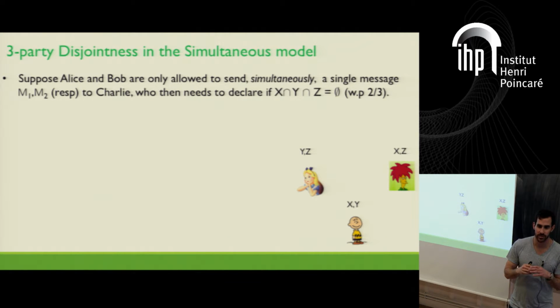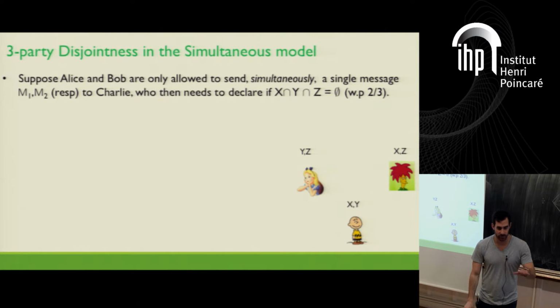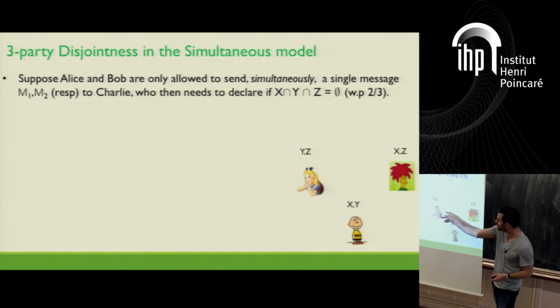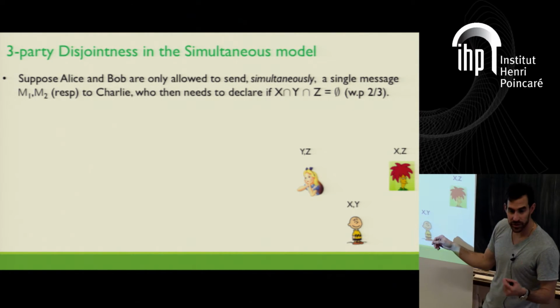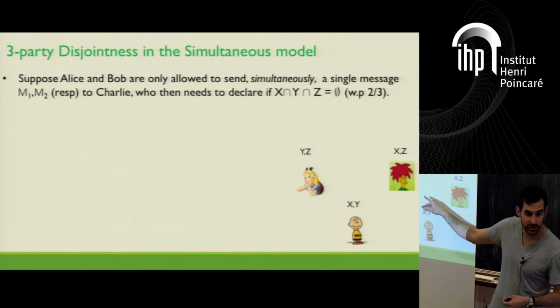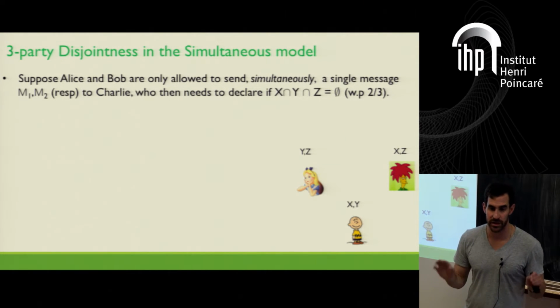However, there's an intermediate problem that seems possible to pin down using information theoretic techniques, and this is why I wanted to talk about it. We're still focusing on 3 parties, but the model of communication is much weaker. We only allow 1 round of communication. In fact, it's not just 1 round, it's a simultaneous model. So in this model, Alice, Bob, and Charlie are playing. Charlie's input is Z, it's on his forehead, so he sees only X and Y, and so forth. But the model of communication is restricted, so Alice and Bob are allowed to send simultaneously 2 messages to Charlie, who is then required to declare whether the inputs are disjoint or not.